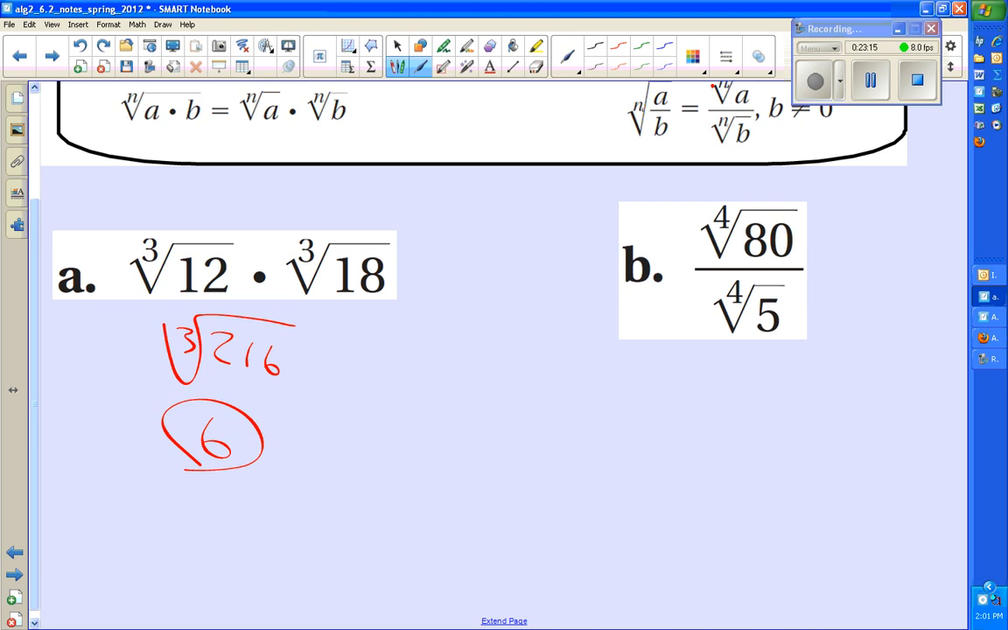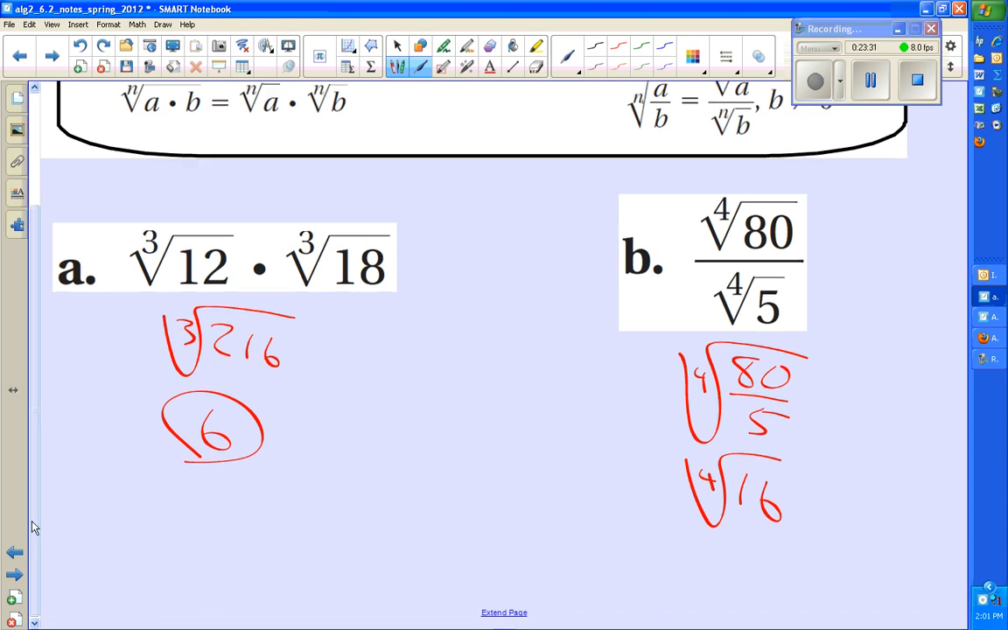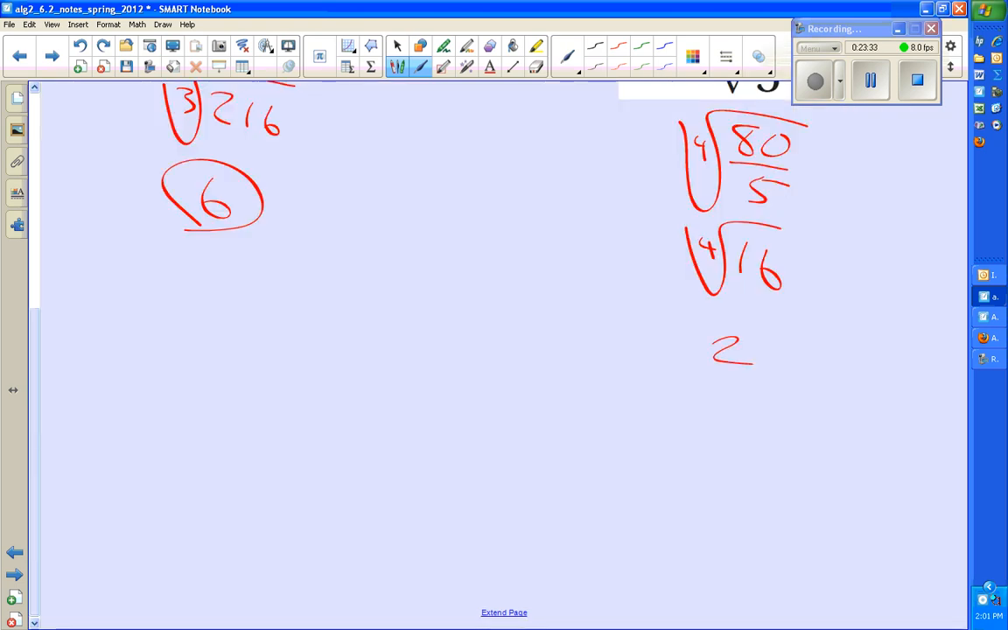Now here you have the quotient already separated. We want to go backwards just like we did with the powers. What's 80 over 5? 16. You need to do this without a calculator. What's the 4th root of 16? 2. That's a power of 2. You're supposed to memorize them.